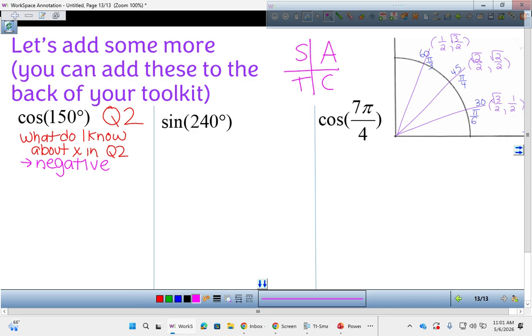So now I'm like, okay, well, my final answer is going to be either negative 1/2, negative root 2 over 2, or negative root 3 over 2. I got to figure out which one. What you need to find is the reference angle. Quadrant 2 has a rule. If you don't remember what the rule is, draw the picture. Draw an angle in quadrant 2.